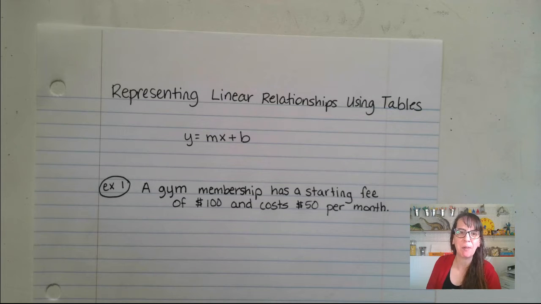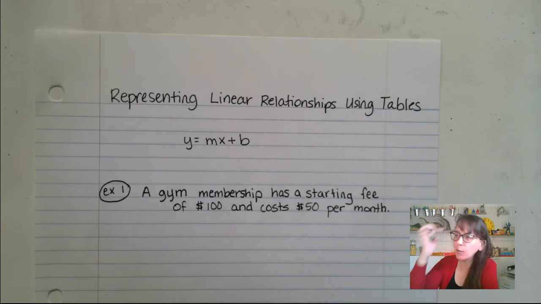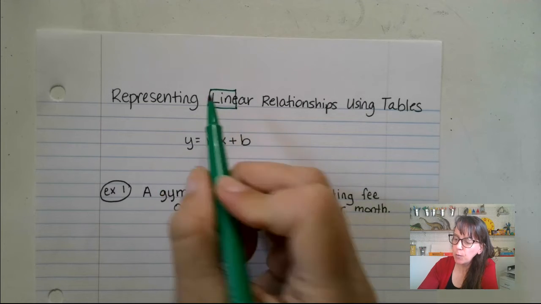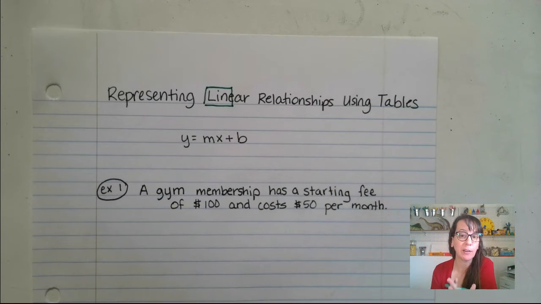Today we're going to be talking about representing linear relationships using tables. Now remember, a linear relationship is just a line. That's all linear means, it's a line. So we're going to have these different relationships that we talk about that are going to be a line. Some go up, some go down, but they're always going to be in the shape of a line.